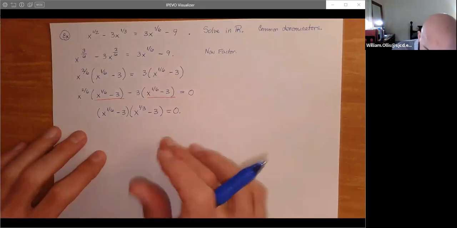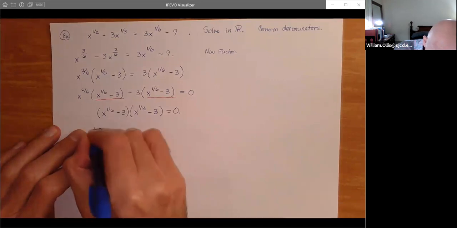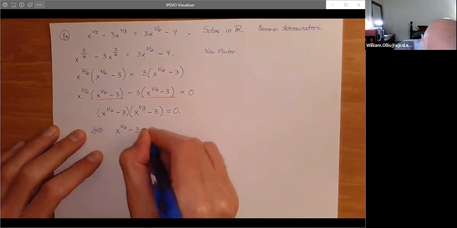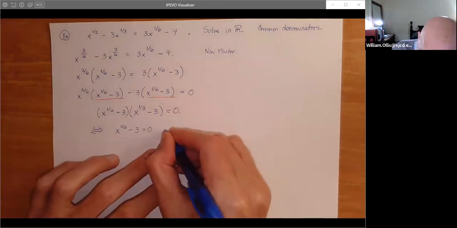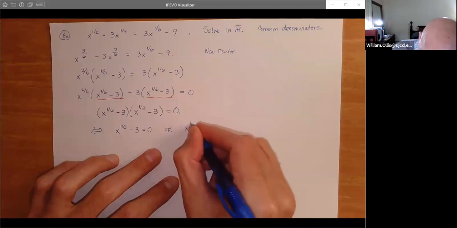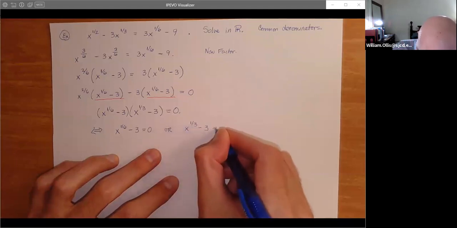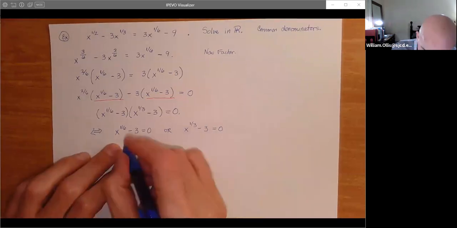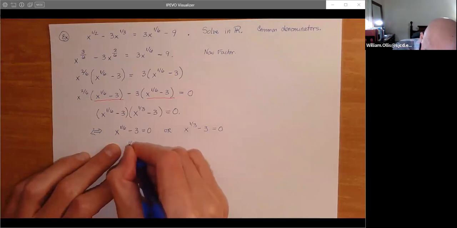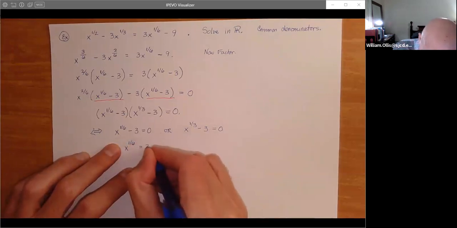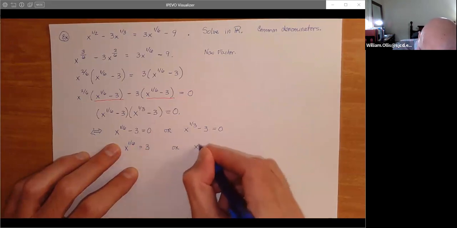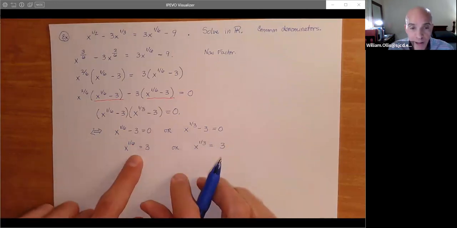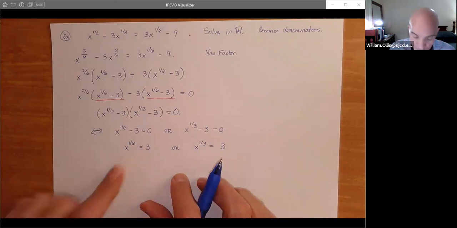Now, by the zero product, we have x to the 1/6 minus 3 equals 0, or x to the 1/3 minus 3 equals 0. So now what we can do, this is kind of going backwards. We're just raising the powers. So now we have x to the 1/6 equals 3, or x to the 1/3 equals 3. So now in order to find x here, we have to raise each side to the 6th power.